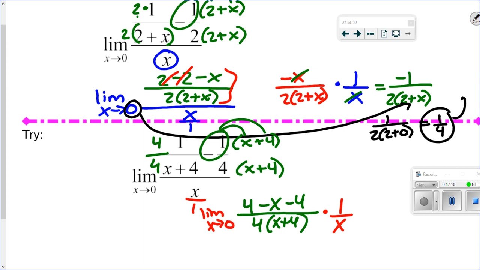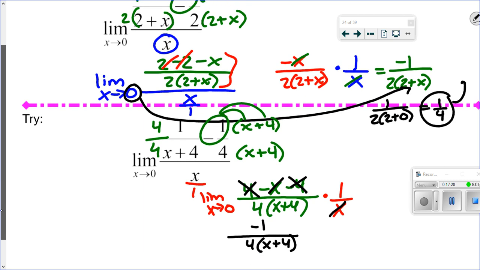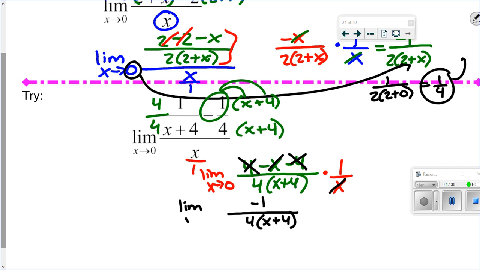So now my 4's cancel. And I know I have an x on top and an x on the bottom. Now that order matters. The 4's cancel first, the x's cancel second. So I have negative 1 over 4 times x plus 4. And now I can finally plug my 0 in. So I know it's the limit as x approaches 0. So I plug my 0 in. So it's negative 1 over 4 times 0 plus 4. So negative 1 over 16.